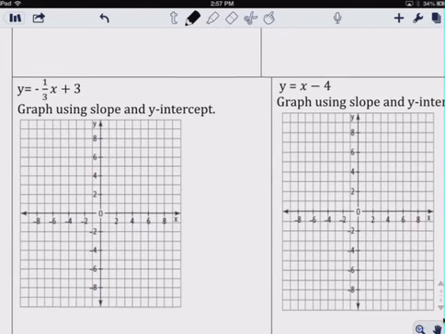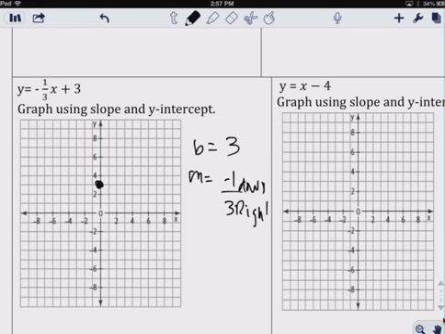Okay, graph using slope and y-intercept. Okay, we'll start with b. The y-intercept is at 3. So here's your first dot at 3. Your slope is -1/3, which means down 1, right 3. Down 1, right 3. Down 1, right 3. Run out of room, go the other way. Up 1, left 3. Let's do the opposite. Okay? You have a nice straight line.